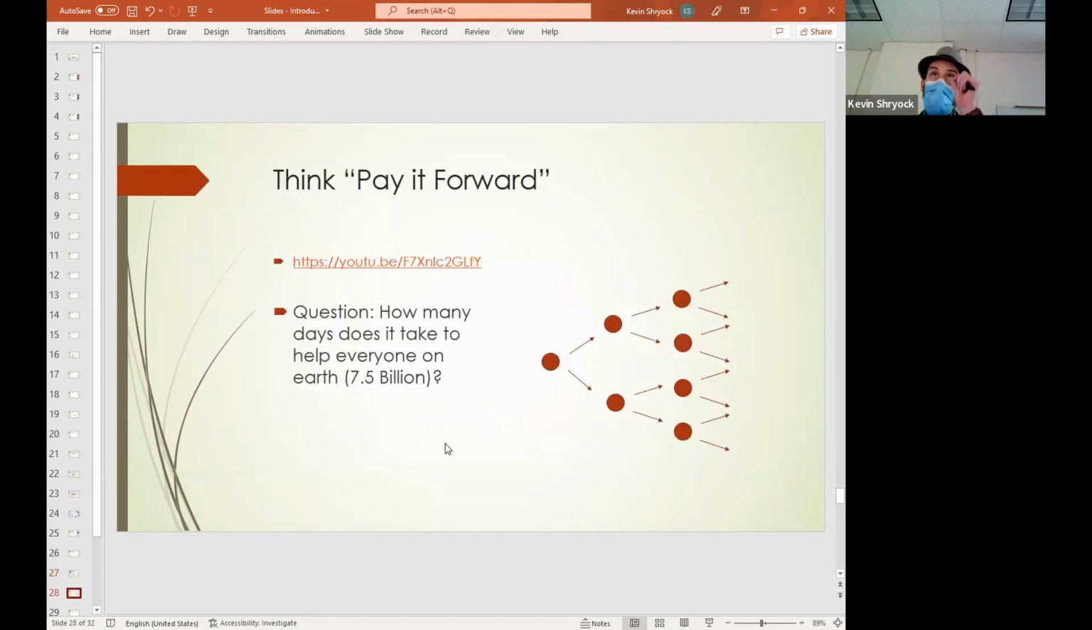So the way that I like to model all these when I'm talking about exponentials, I like to model these as a pay it forward model. Anybody here know what I'm referring to when I talk about pay it forward? I remember when I was exposed to this clip, it was an old clip.